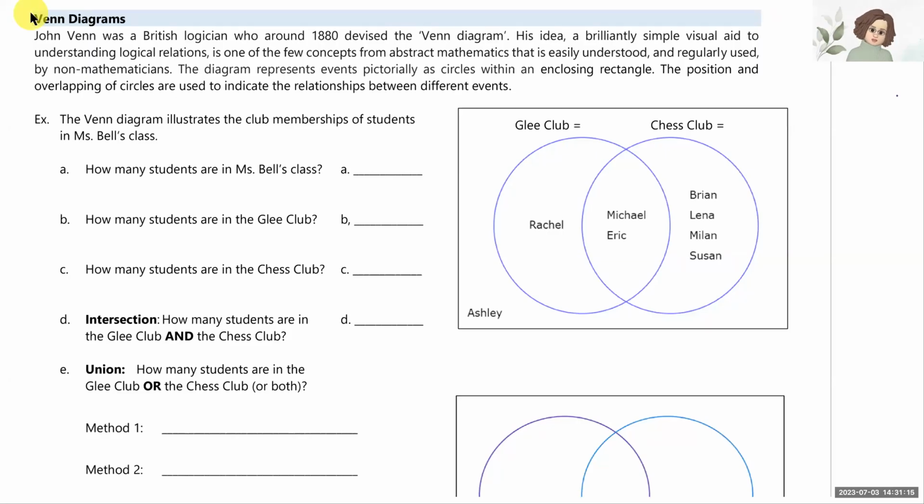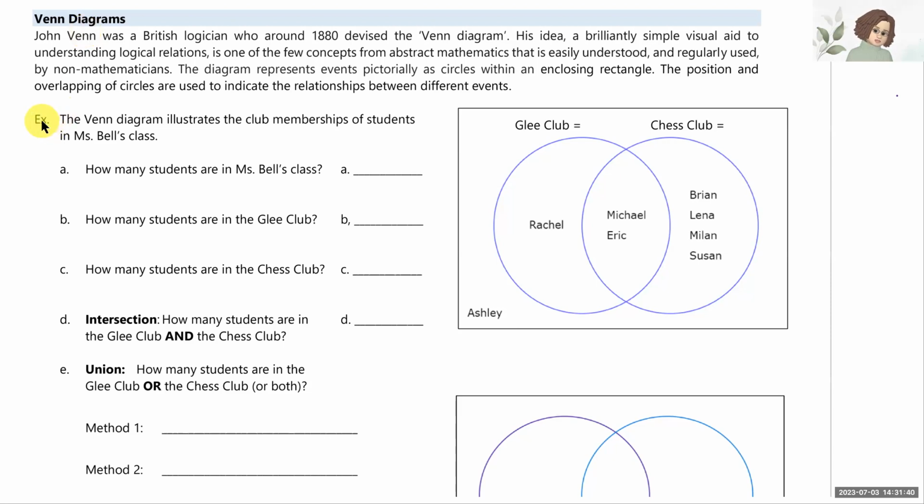Welcome. Here we're going to look at a useful tool called a Venn diagram for visually displaying the relationship between events. Venn diagrams were an idea developed by a mathematician, John Venn. What we do is we use circles to represent events, and these circles are enclosed in a rectangle. So let's take a look.